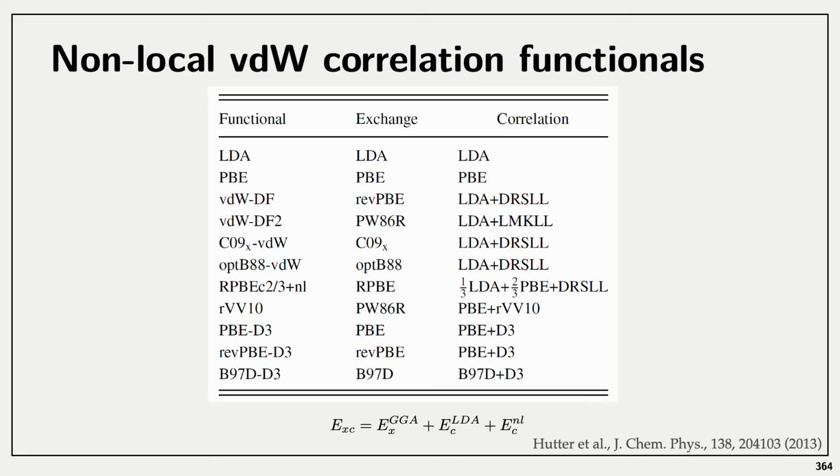But you can now understand DF, DF2. You have others that I mentioned in the previous screencast, the rVV10. You remember rVV10 being added to SCAN in the paper from John Perdew. So there are different methods that you can use with different computational cost and different accuracy.